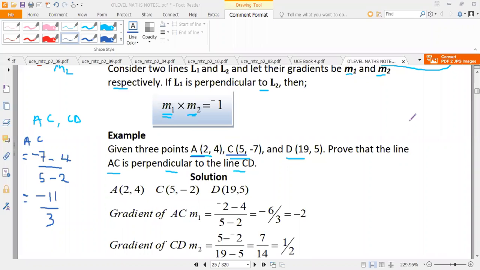Okay, so let's find the gradient of CD. CD connects point C and point D. So its gradient will be given by Y2 minus Y1, that is 5 minus -7, divided by X2 minus X1, that is 19 minus 5.